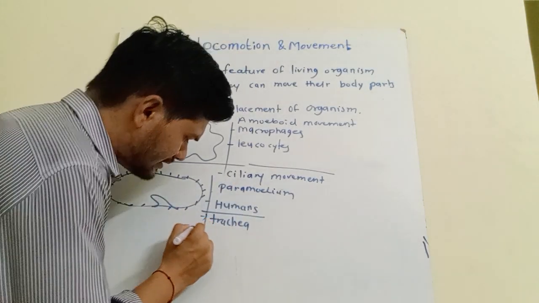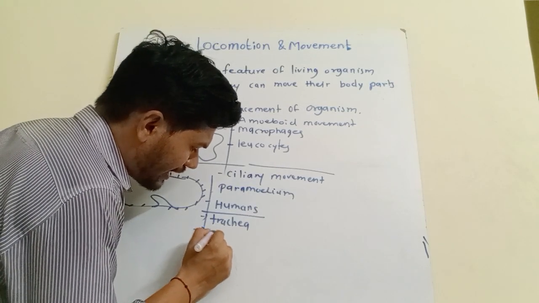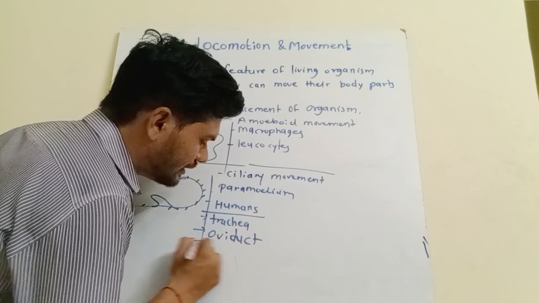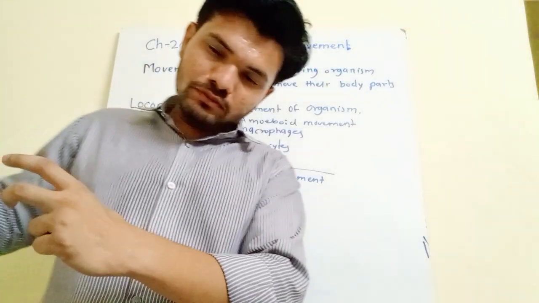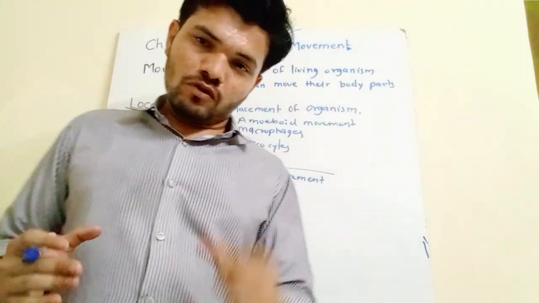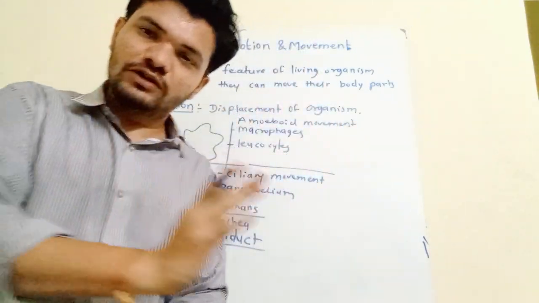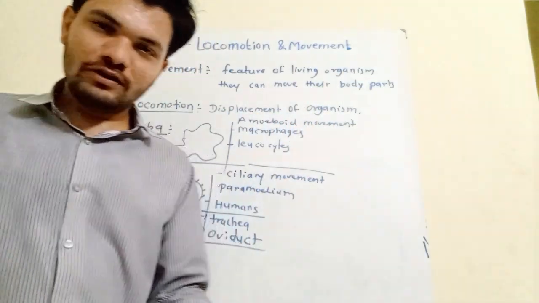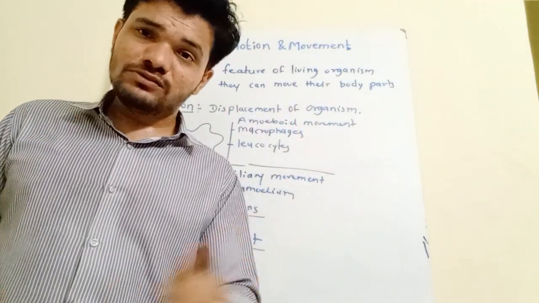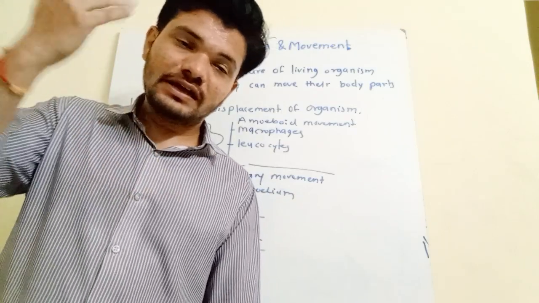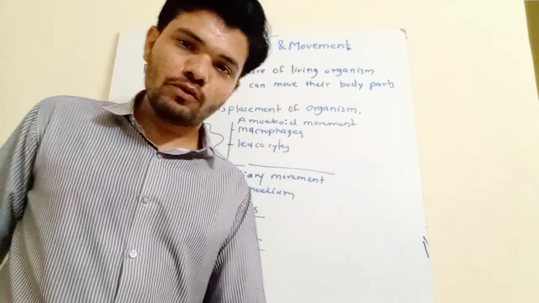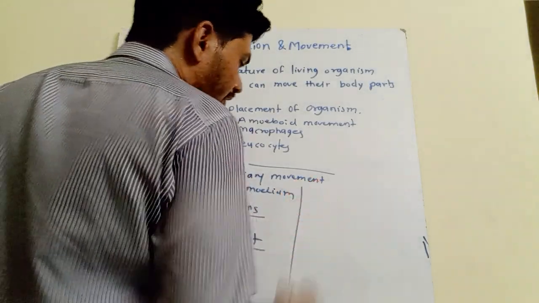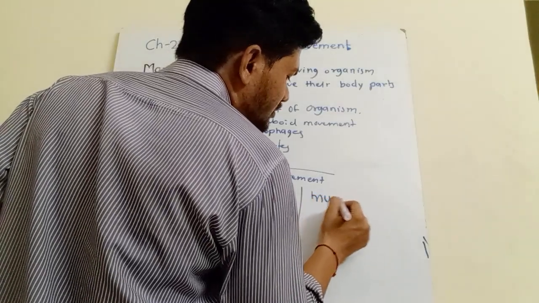Then there are some tracts in your female reproductive tract, like the oviduct. Oviduct has cilia, so that when the ovum comes from the ovary, it can be transferred to the uterus with the help of these cilia, because the ovum is a non-motile gamete. So that's why it requires some extra support for movement. So oviduct and trachea you have to remember for ciliary movement, and then there is muscular movement.